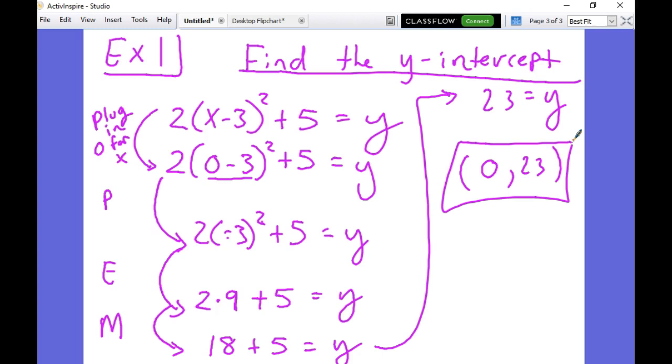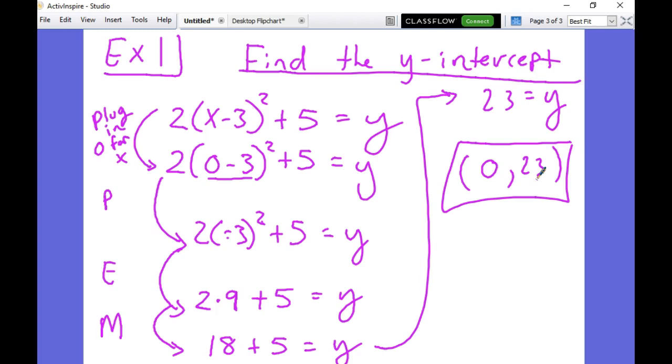Sure. You might want to get in the habit of writing it as a point, where you put what we plugged in first, which is 0. We plugged in 0, and then we got 23. That way you have a point, because later on we might want to graph that point. Not too shabby, no?